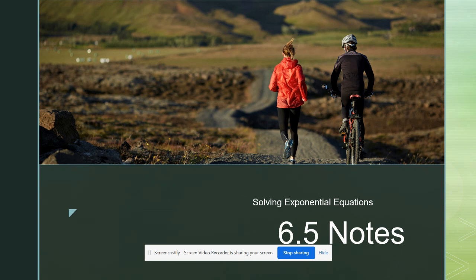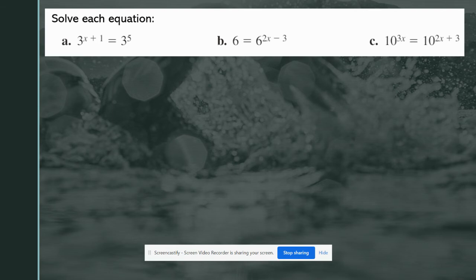Welcome back, everybody. We're going to work on the rest of Chapter 6 today on solving exponential equations. So let's start with what is an exponential equation.